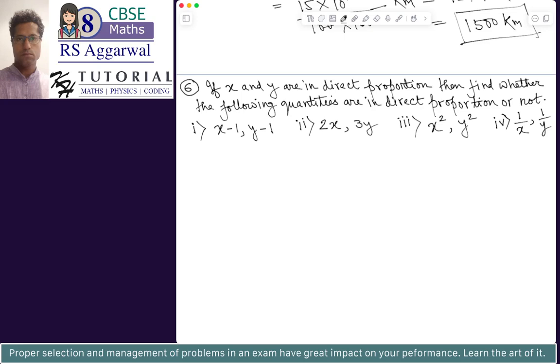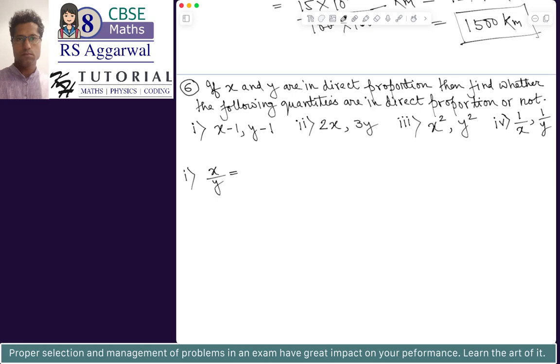So the problem says that if x and y are in direct proportion, then find whether the following quantities are in direct proportion or not. There are 4 parts. Okay, so we are given that x and y are in direct proportion. Now, if x and y are in direct proportion, we will always have x by y, or you can consider y by x, does not matter.